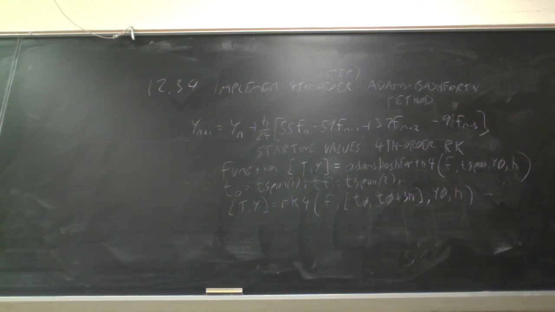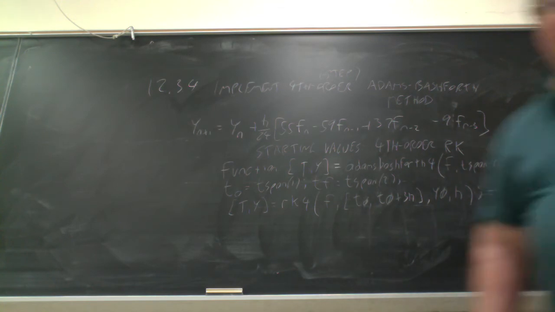And this gives you a vector, t0, t1, t2, t3, and also y naught, y1, y2, and y3. Those are the 2 vectors that will come out of this call to RK4, which is from the previous assignment, homework 6.